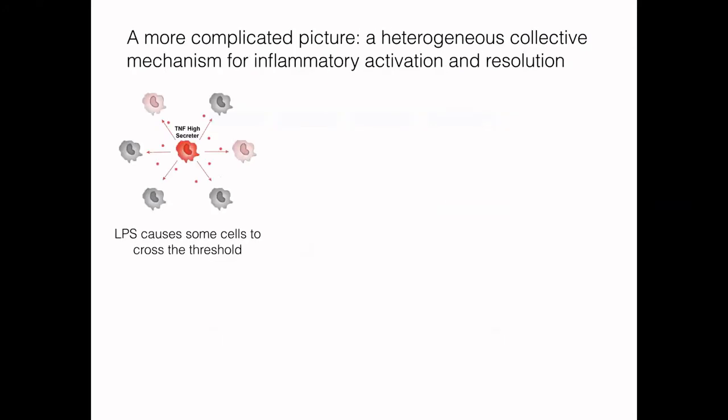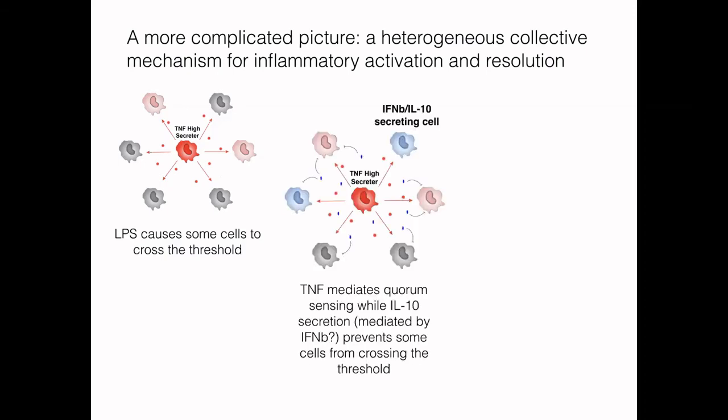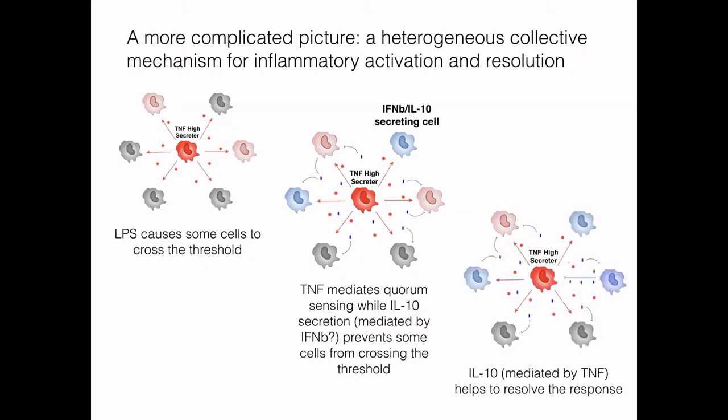And so overall, I think this just contributes to a slightly more complicated picture of what we think of as this emergent collective mechanism. Although TNF is still there to implement a positive feedback, we also see that interferon beta is there to mediate, even very early in the response, sort of an IL-10 negative feedback that's keeping certain cells from crossing this threshold of activation. And then eventually we still think TNF probably participates in having IL-10 help to resolve the response.